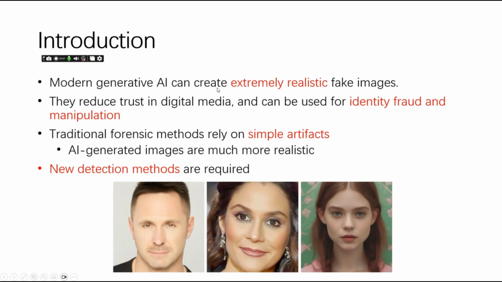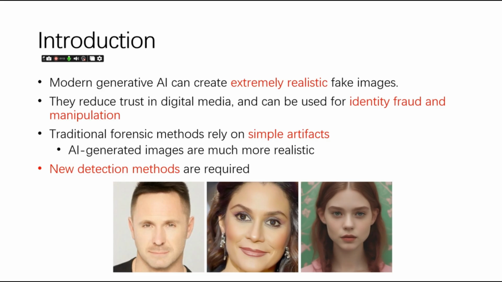We start from the introduction. Modern generative AI can create extremely realistic fake images, for example, Stable Diffusion. We can use Stable Diffusion to easily generate fake images. It's very cheap and everyone is able to generate fake images. The fake images reduce trust in digital media and can be used for identity fraud and manipulation. So it brings a severe security threat to our daily life.